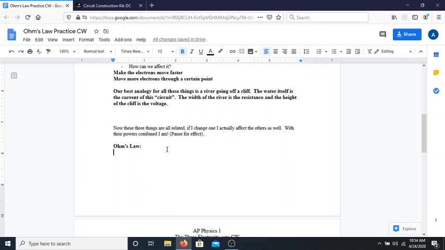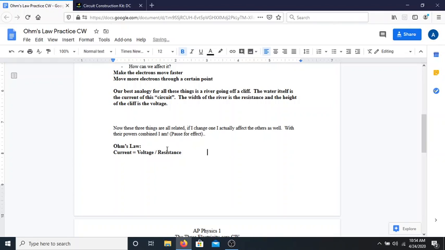Now, these three things, resistance, current, and voltage, all come together to form one of the most important rules in electricity. And that's referred to as Ohm's law. Ohm's law governs how much current, how much electricity flows, depending on two other things in the circuit. So we'll start by saying the current, in words, is equal to two things. The current in the circuit, how much electricity is flowing, is dependent on how much voltage you push the electrons with, divided by the resistance of the circuit.